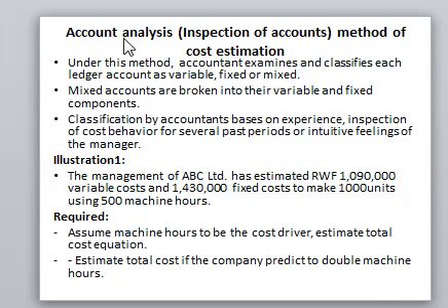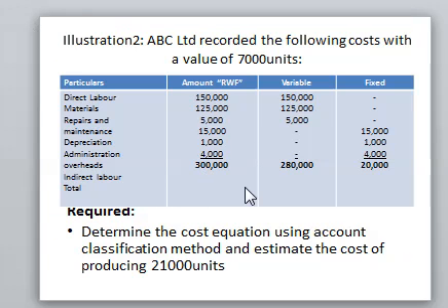So another method is accounting analysis. When it comes to accounting analysis, it is the accountant that examines and classifies each ledger account as variable or fixed. In this case, it's about using the personal experience of the accountant and inspection in order to identify the cost. So we don't have any calculations on how to do it. You just use experience, and then you identify these costs as fixed and variable costs. So you can go through this illustration.